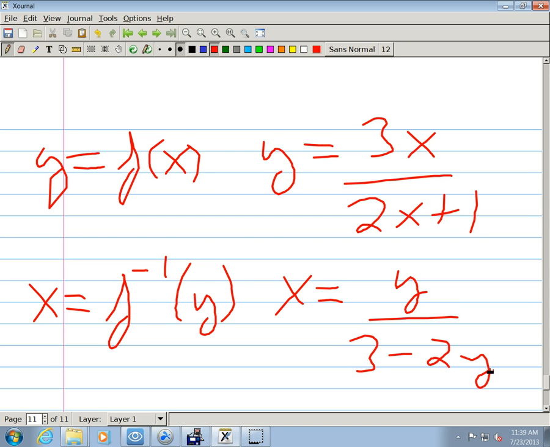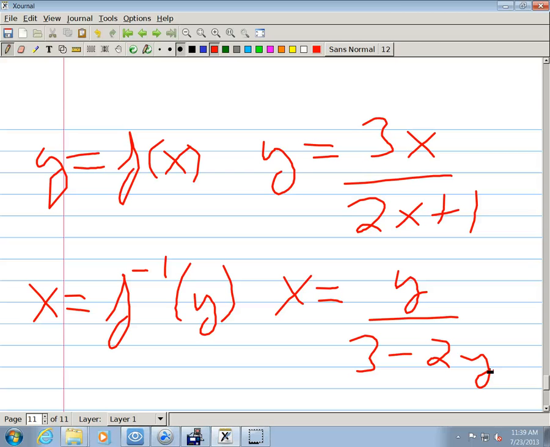Now, remember, there was an algebraic relationship between inverse functions and there was a graphical relationship, right? If you graph them, what do they look like compared to each other? Remember? Reflection over the line y equals x. Okay, but how are you going to graph this? y equals 3x over 2x plus 1 is easy to graph as y1 in function mode, right? But how are you going to graph x equals y over 3 minus 2y? There's a problem here. We swapped the x's and the y's.